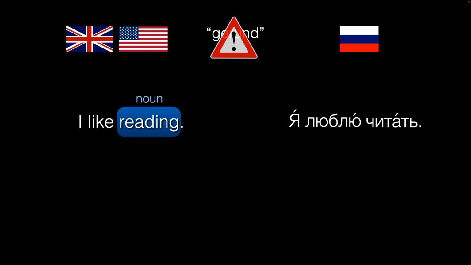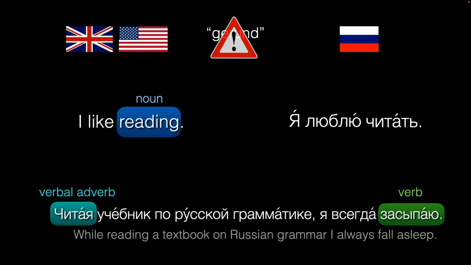Just keep in mind that imperfective verbal adverbs, like читая, are used with another verb, most often to express two simultaneous actions. Читая учебник по русской грамматике, я всегда засыпаю.